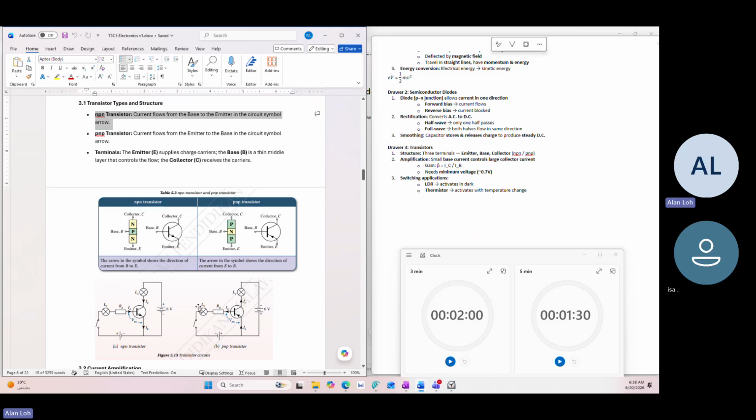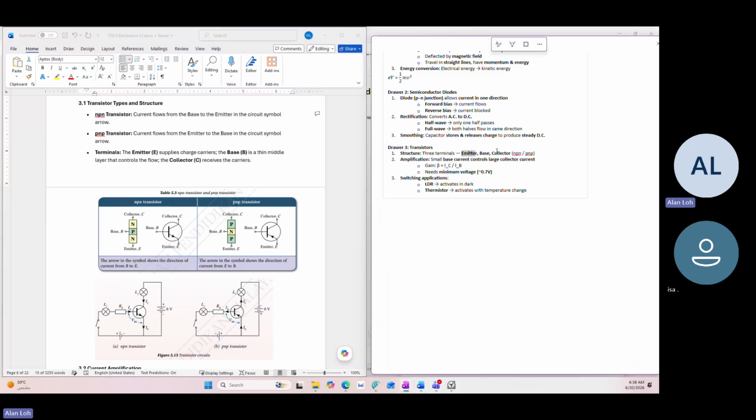Before I answer the why, let me show you the diagram. So this is NPN, this is PNP. What is the difference? The difference is the flow of the current. NPN is from collector to emitter. Collector is here, emitter is here. Remember, we have 3 terminals in the transistor: emitter, base, and collector. So you have 3 terminals.